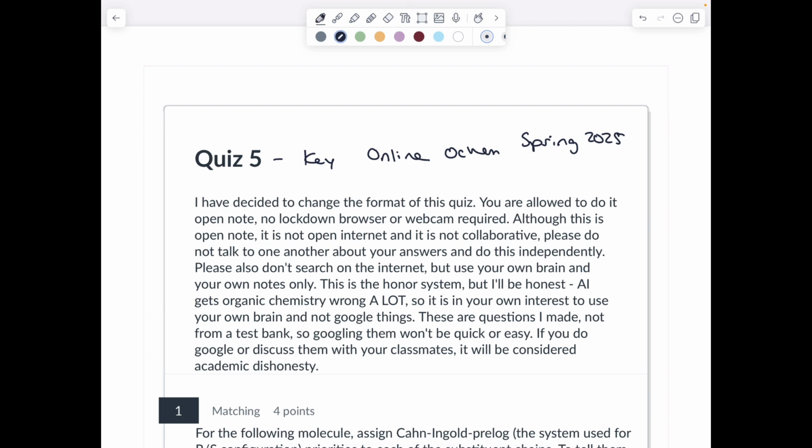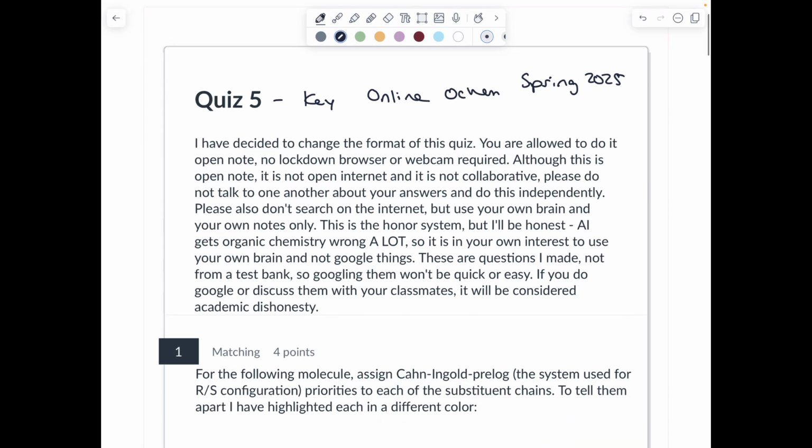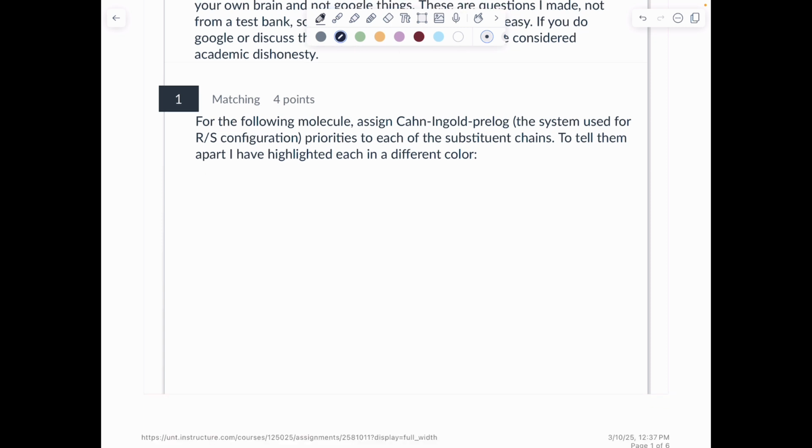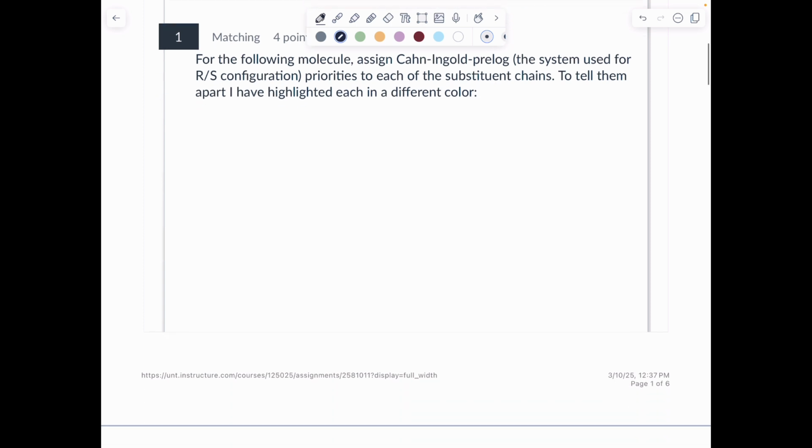I made it so there's no Lockdown Browser, just because I got some negative feedback. I took a survey and students were like, this thing isn't really helping me, so I thought this might help. I'd love to hear what you think about this style of quiz. I made it a little longer, and you didn't have to use Lockdown Browser. I tried to encourage students to use their brains and not Google anything. I made each one of these questions up. They're not from test banks.